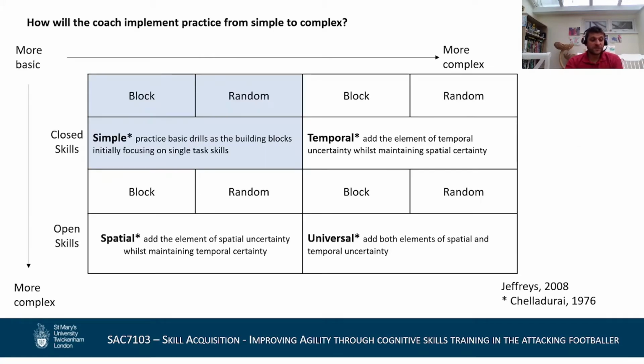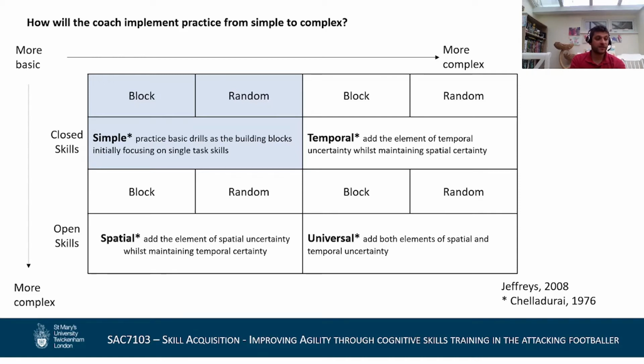Jeffries 2008 specifies that agility is improved through a development program that initially trains the simple, closed-skilled tasks before then moving on to the more complex, random open-skilled tasks. So if one were to apply this training process to football, how will we train the cognitive element to improve agility of an attacking footballer in the dribbling phase?